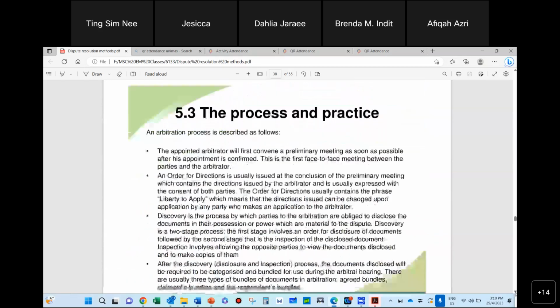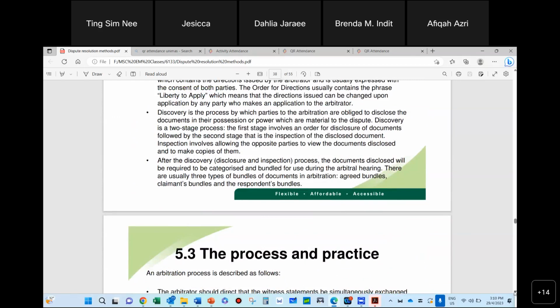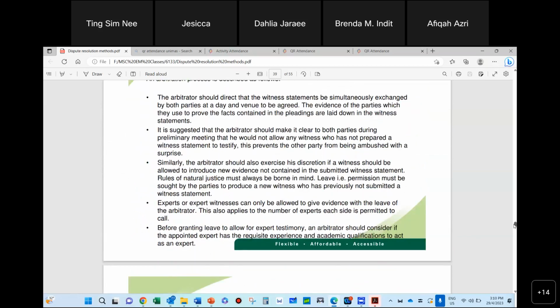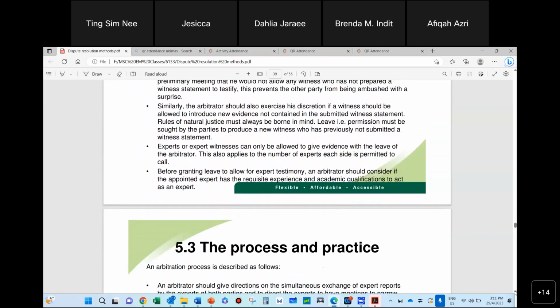Okay, so arbitration processes, like I said, there are a few types. One of them is called discovery. You can have a document exchange, and another thing: there's this agreed bundle, claimant's bundle, respondent's bundle. So this is just a document exchange, which is quicker. In the sense that if everything is still unclear, then you have to go for a hearing as well. So then you also have a small hearing. It's not a full hearing. A full hearing is like what I explained, the whole procedure.